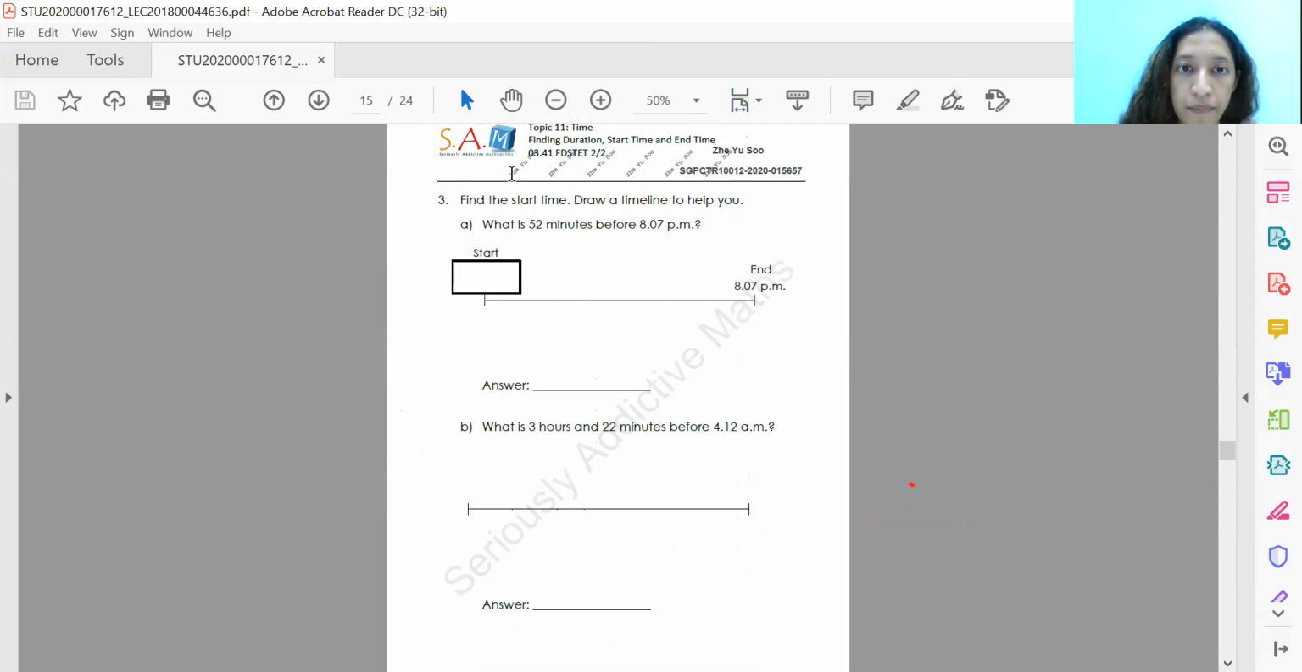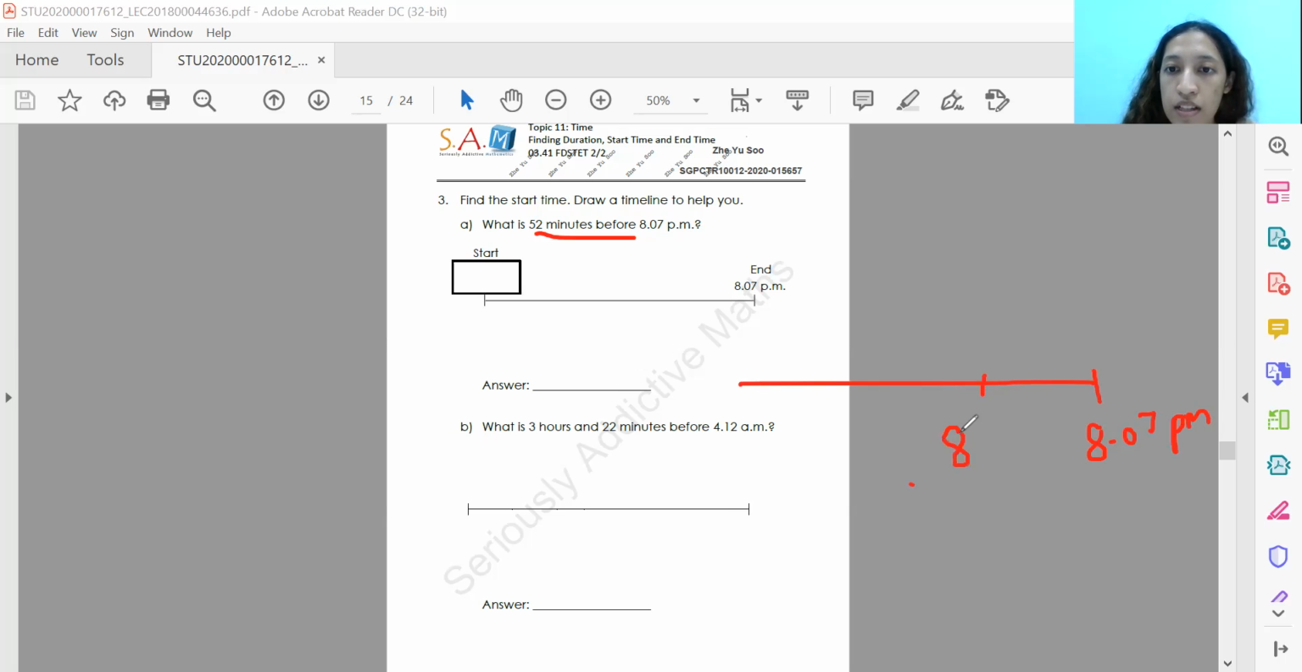Okay, let's do 3A together. That was after, right? Now we are going to go backwards. What is 52 minutes before 8:07 p.m.? So before, we are going backwards now. 8:07 p.m. Okay, so let us do 8:07 to 8:05 because we are going backwards. So let us go to 8:05. How many minutes is this? 8:05 to 8:07 is 2 minutes, right? 2 minutes.